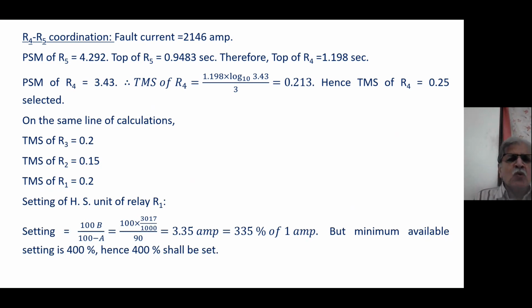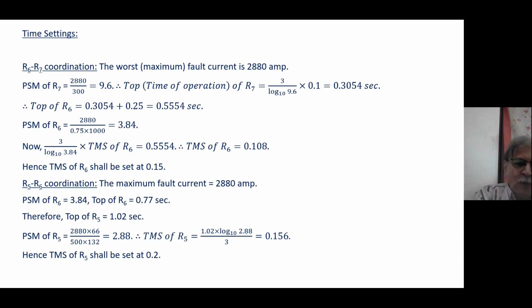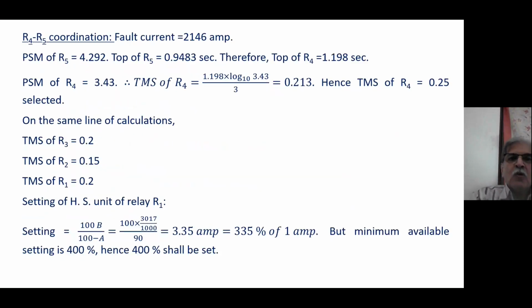So 500 into 4, 2000. So 4.292 correct. Top of R5, 3 upon log PSM into TMS. TMS of R5 already found out, 0.2. So based on that, I know top of R5 is 0.9483. 0.25 added for top of R4, and based on that I can find out TMS of R4. Same fault current. I cannot change the fault current, 2146 ampere.